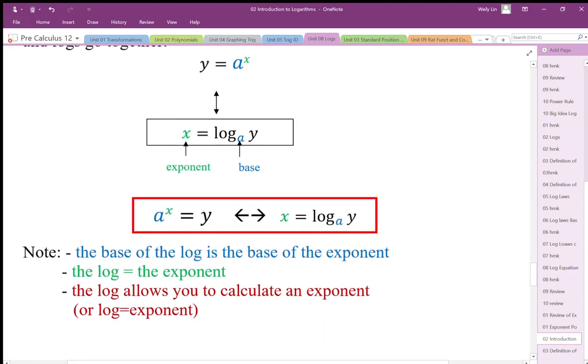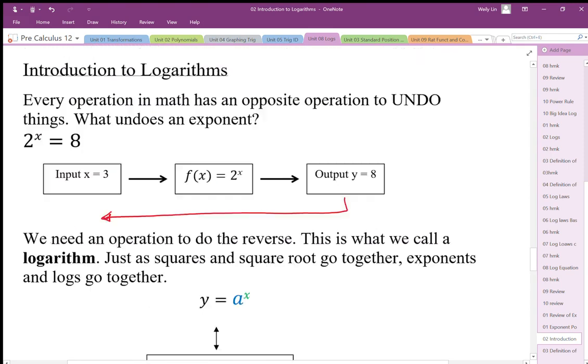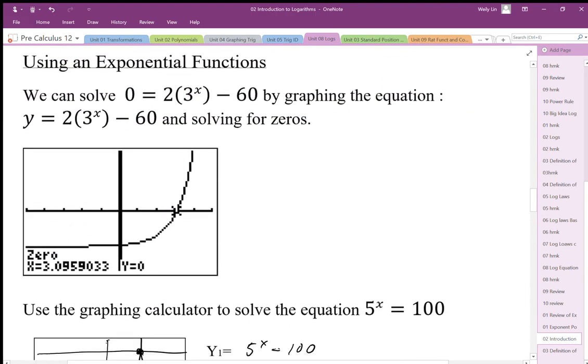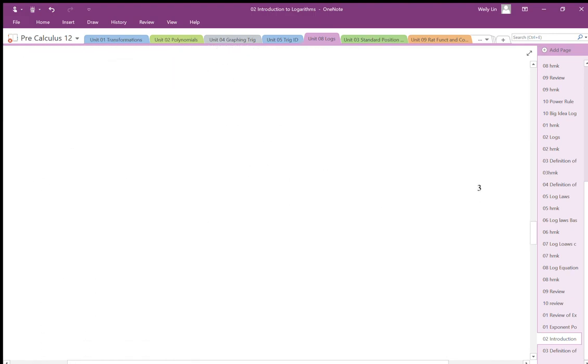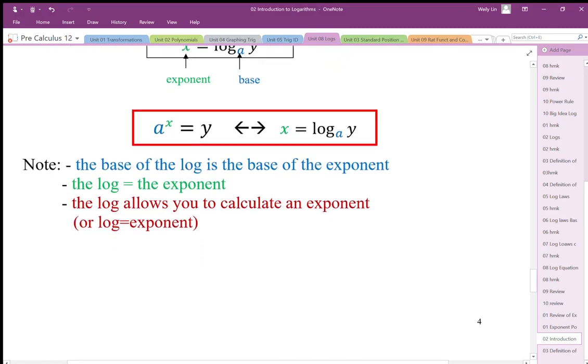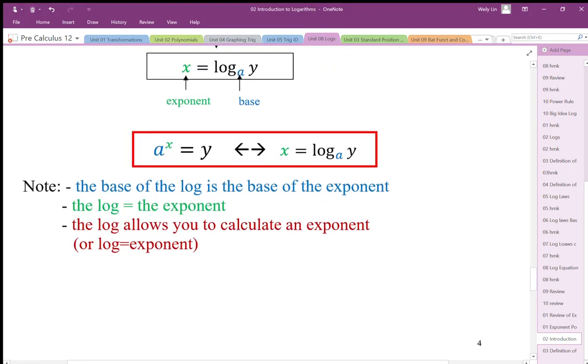There's no calculation involved other than what we've already been doing. We will introduce our calculator at some point, when we have problems with non-common bases like we did with that 5 to the x equals 100 problem. That's when we need calculators. But we need to understand how to write a log first.